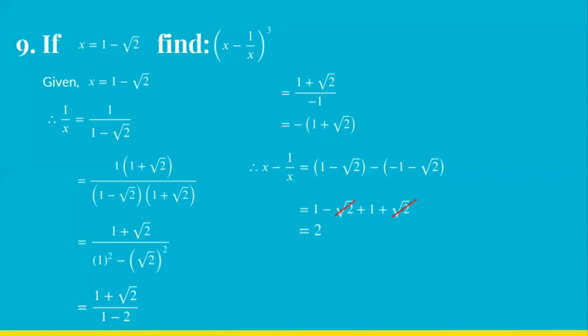And now it is easy. x minus 1 upon x, the whole cube is simply going to be 2 cube, which is going to be 8. Got it?